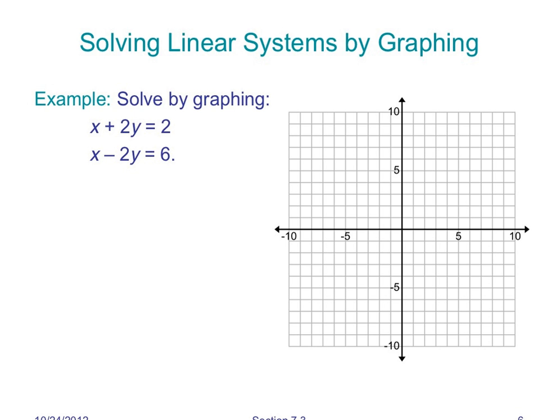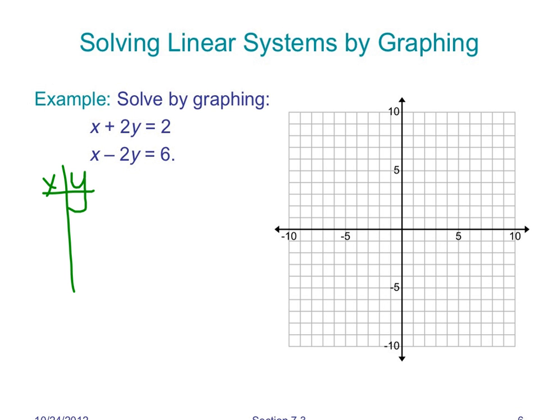So I have this equation here, x plus 2y equals 2. And I have my second equation, x minus 2y equals 6. And what I'm trying to find is where those two lines cross. So I'm going to graph both equations. They are both in standard form. Easiest way to graph when you're in standard form is to do the xy chart and plug in 0 for your x and 0 for your y.